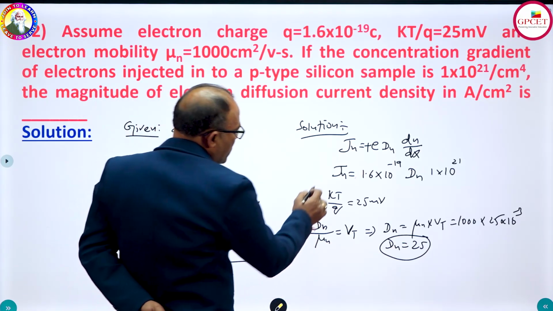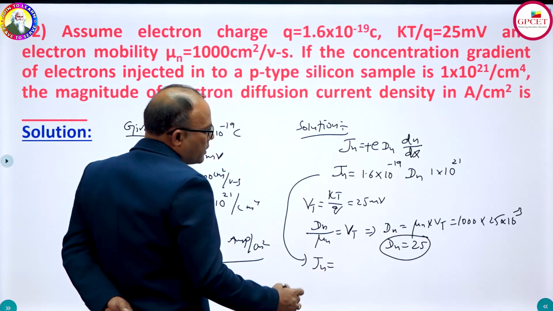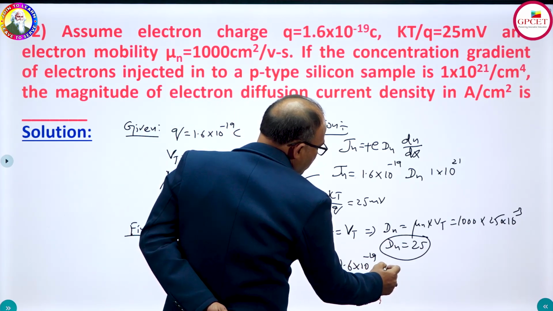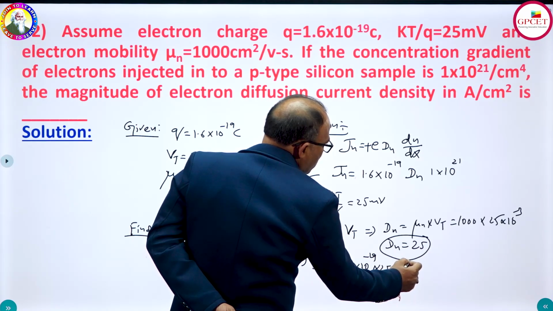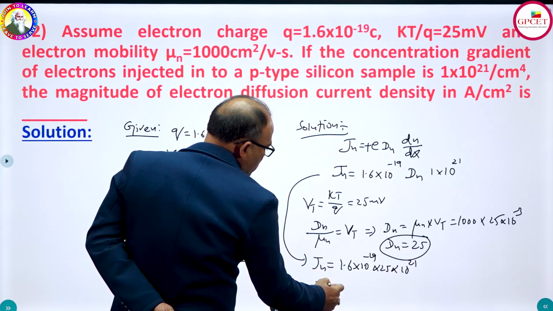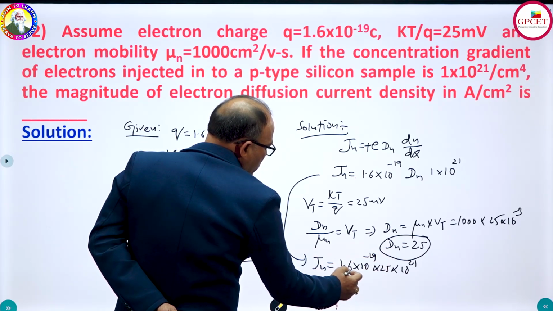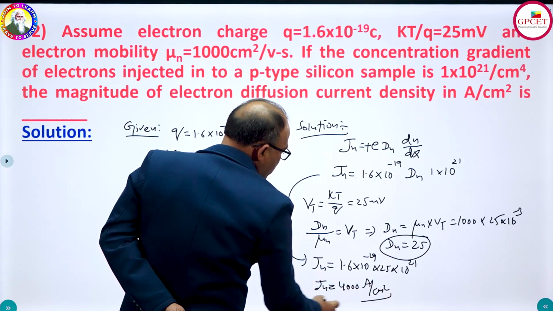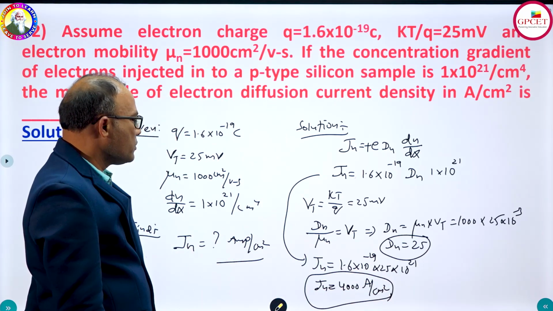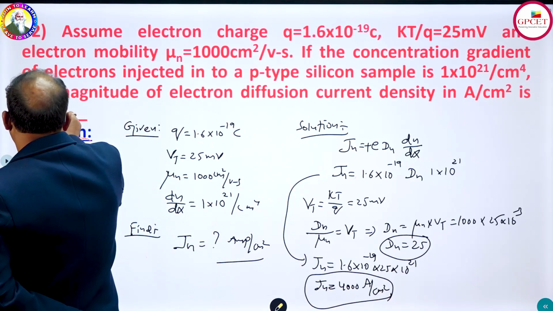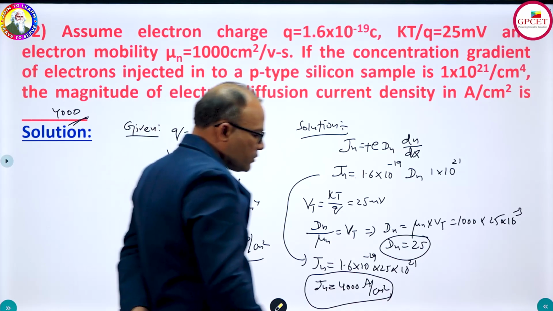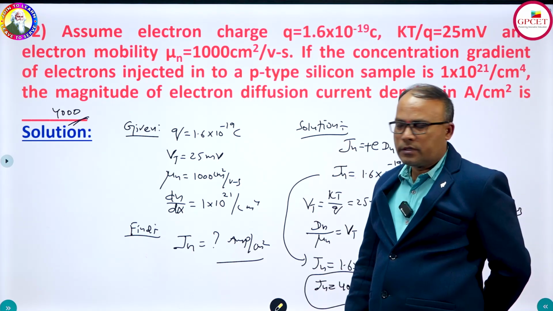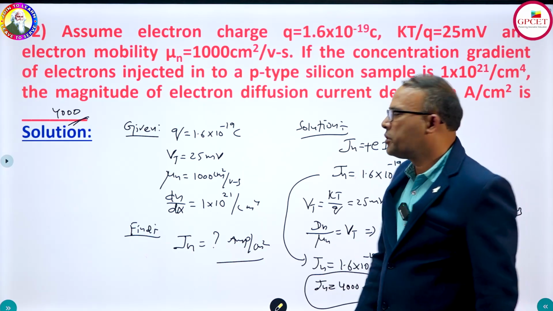So we have found from volt equivalent temperature that Dn is equal to 25. Then substitute in Jn, the diffusion current density: Jn = 1.6 × 10^-19 × 25 × 10^21. Cancelling the powers, you get 1.6 × 25, which is 4000 amperes per centimeter square. So the magnitude of current density here is 4000. Like this, you need to find the formulas and solve problems given in competitive exams. Next, let us see what other problems have been asked in competitive exams.